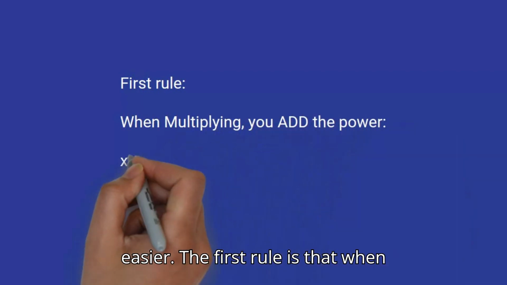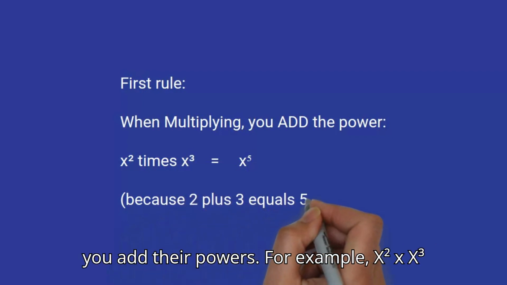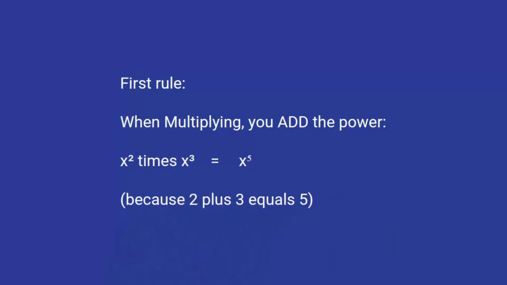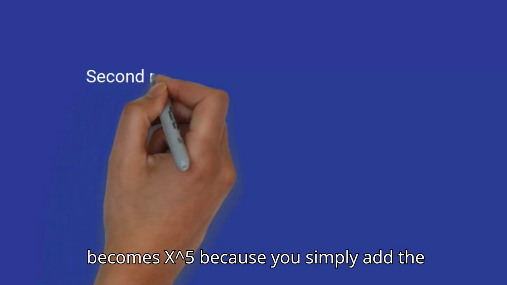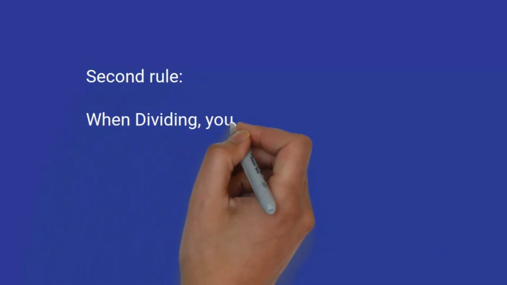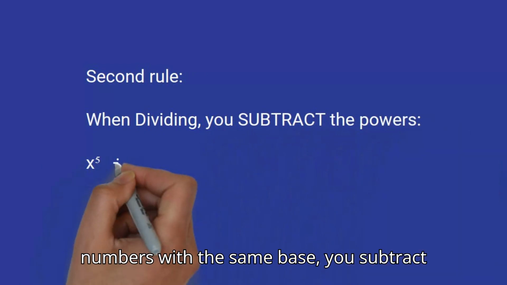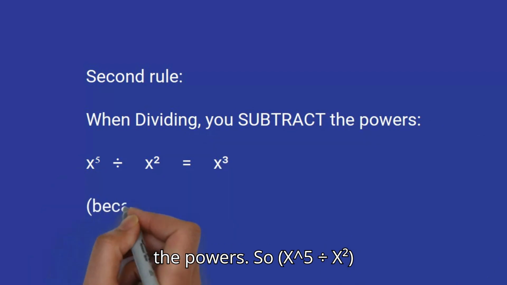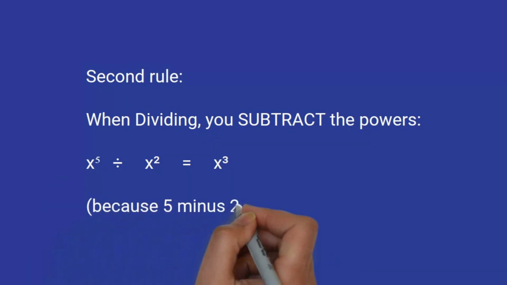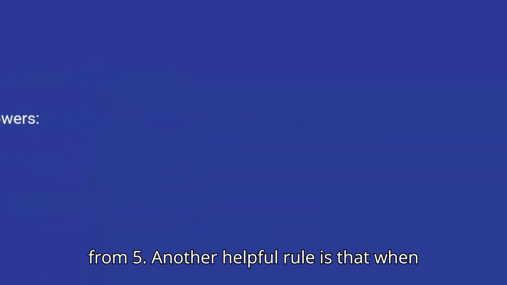The first rule is that when multiplying two numbers with the same base, you add their powers. For example, x squared times x cubed becomes x to the power of 5, because you simply add the powers, 2 and 3, to get 5. Similarly, when you are dividing two numbers with the same base, you subtract the powers. So, x to the power of 5 divided by x squared becomes x cubed, because you subtract 2 from 5.